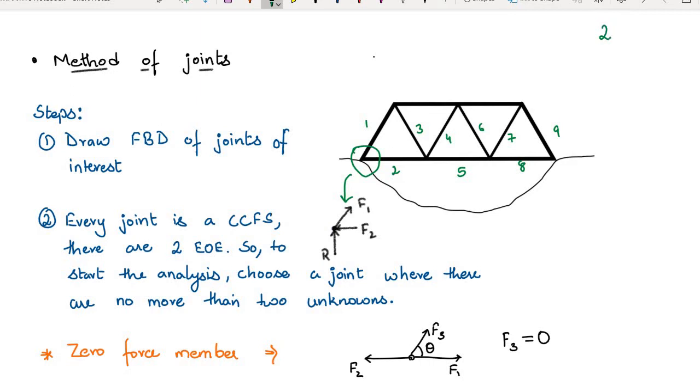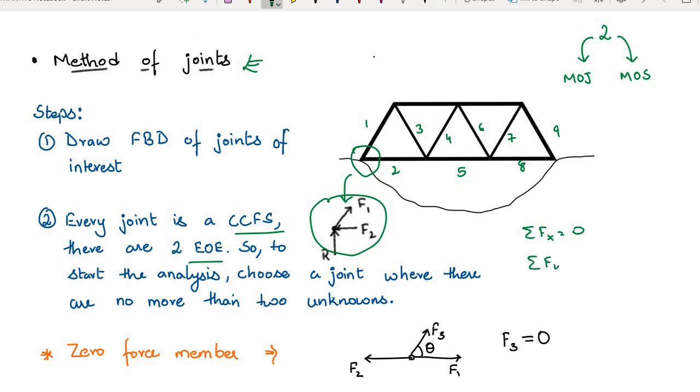Now there are two methods to solve the problems of trusses. First one is method of joints and second one is method of sections. In method of joints, first we need to draw the FBD of the joints of interest like this, and for every joint as a concurrent force system, there are two equations of equilibrium, that is sigma Fx equal to 0, sigma Fy equal to 0. So to start the analysis, choose a joint where there are no more than two unknowns and solve for each joint to get the values of force in each member of the truss.